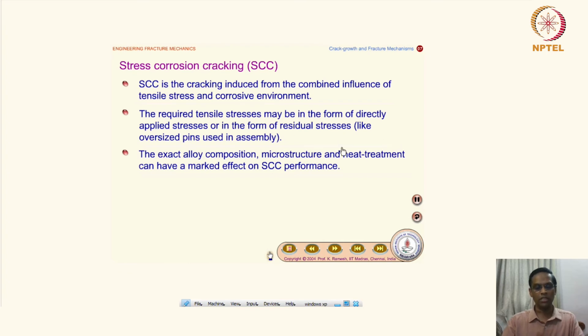The origin of residual stresses are quite a bit. We will see it later. But in this particular case, the oversized pin which is given for the assembly, a tight fit, also will leave a lot of residual stress behind in the structure. The exact alloy composition, microstructure and heat treatment can have a marked effect on SCC performance. This is quite obvious because depending upon the alloy composition, the processing will be decided, and process will decide the microstructure, and then that microstructure will decide the performance and properties.